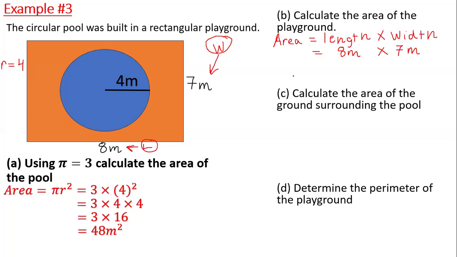All right. So 8 meters times 7 meters is going to be what? 56 meters squared. Very good. Do we understand that? Let me know if you understand that part. Yes, sir. Good. All right.